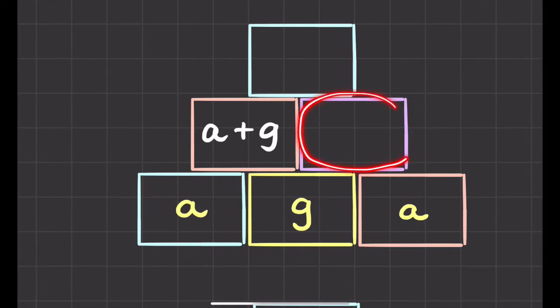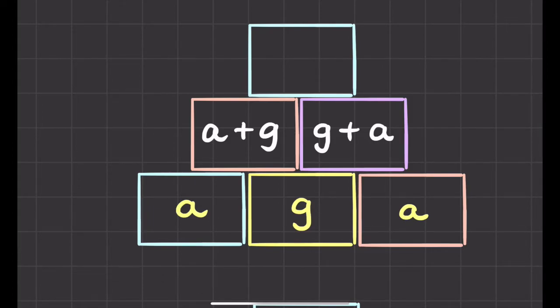If I wanted to know this block here, I'm going to have to add these 2 together. And again, because they're different, I don't know what they are. They could be different numbers. So whatever they are, they add together to make the block on top. And for the very final block up here, I need to add together these two blocks.